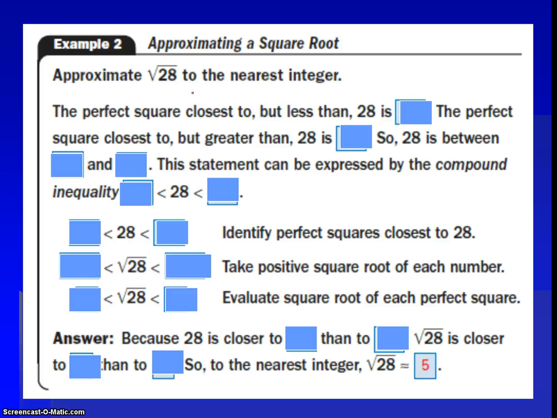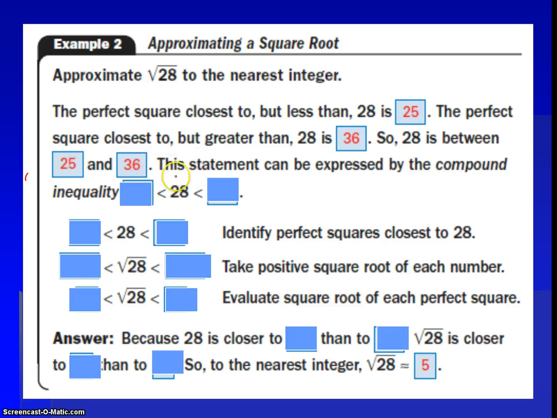Sometimes we don't always have perfect square roots. The ones from before were perfect square roots because they didn't give you a decimal answer. We can approximate numbers that are not perfect. So, the square root of 28. Well, there is no number multiplied by itself that equals 28. The closest one is 25, and if you go higher, you can say 36. So the square root of 28 is between the square roots of 25 and 36.